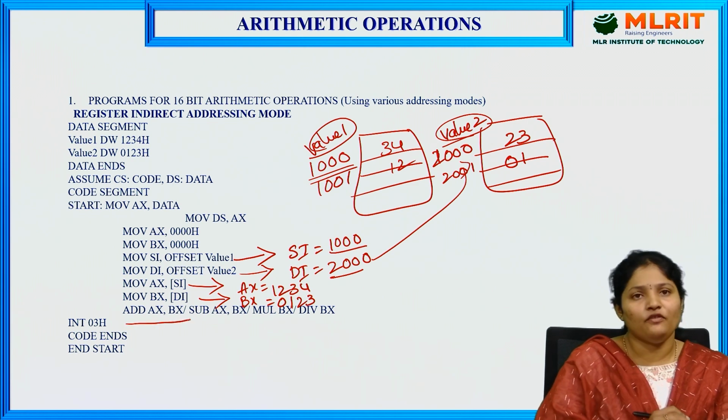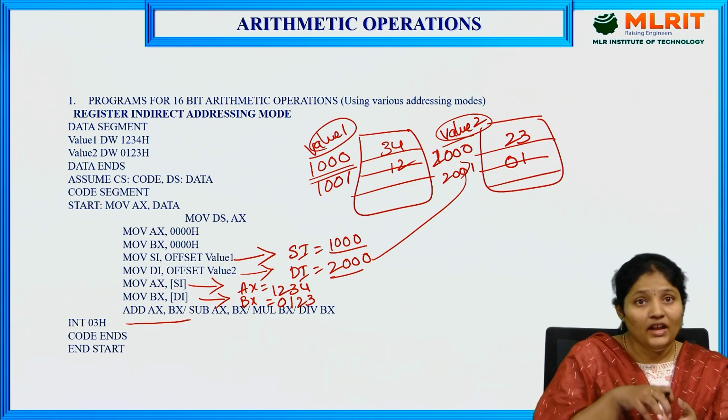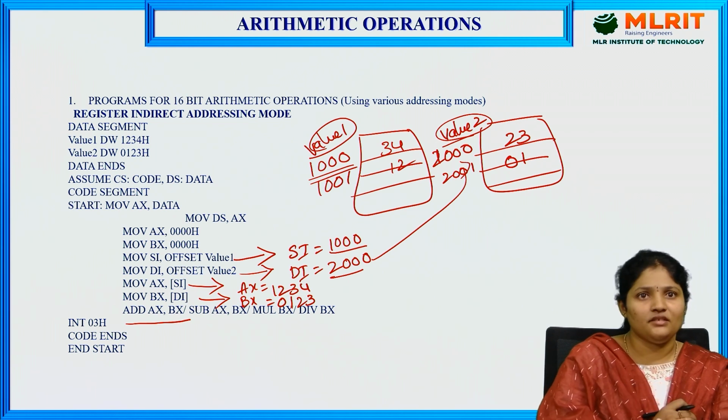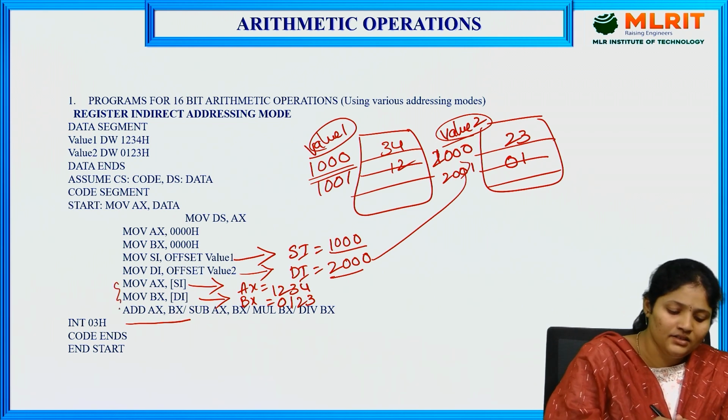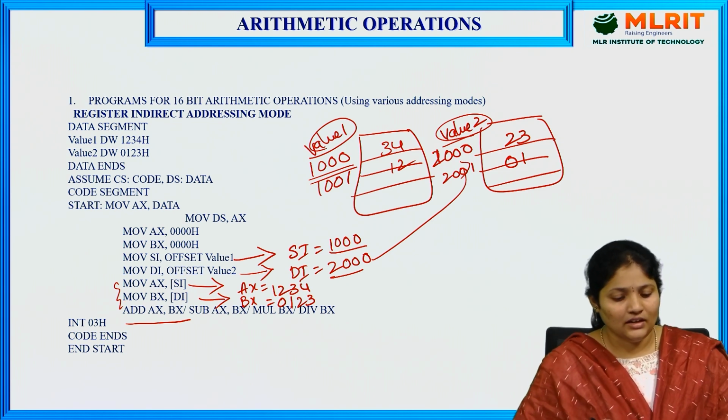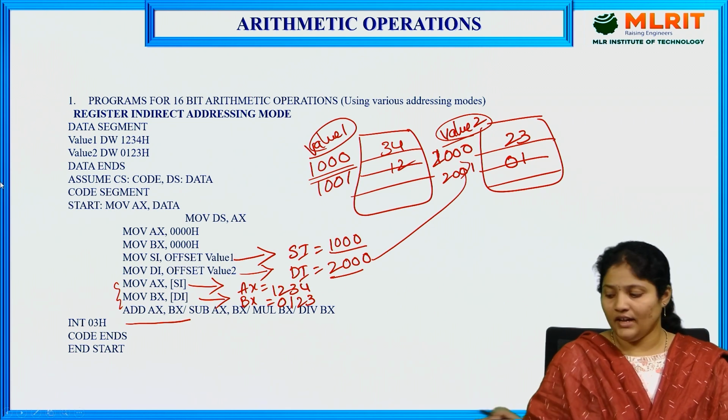Now you can perform addition. So if we are referring to data in memory indirectly using index or pointer registers, then those instructions are said to be register indirect addressing mode. So I hope it was clear. Coming to the arithmetic operations.